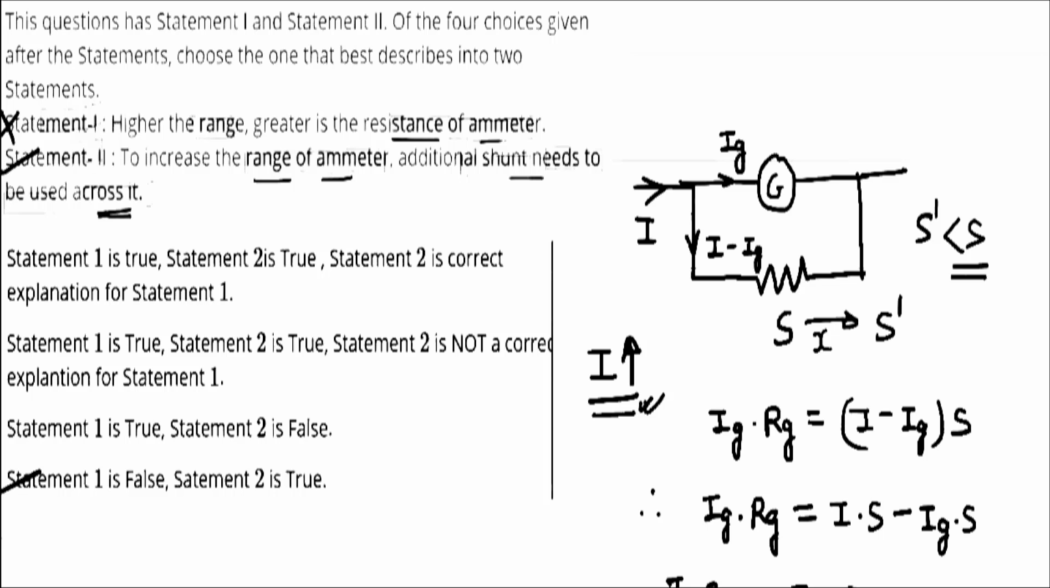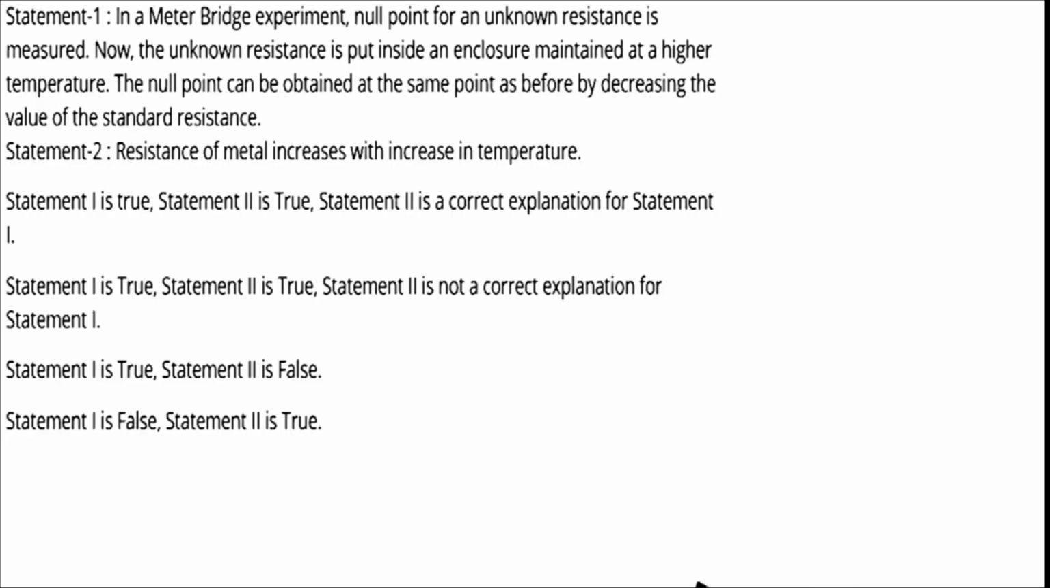Hello, we are given a question, and the question says: in a meter bridge experiment, the null point for an unknown resistance is measured. Now the unknown resistance is put inside an enclosure maintained at a higher temperature. The null point can be obtained at the same point as before by decreasing the value of the standard resistance. Statement 2: resistance of metal increases with increase in temperature.